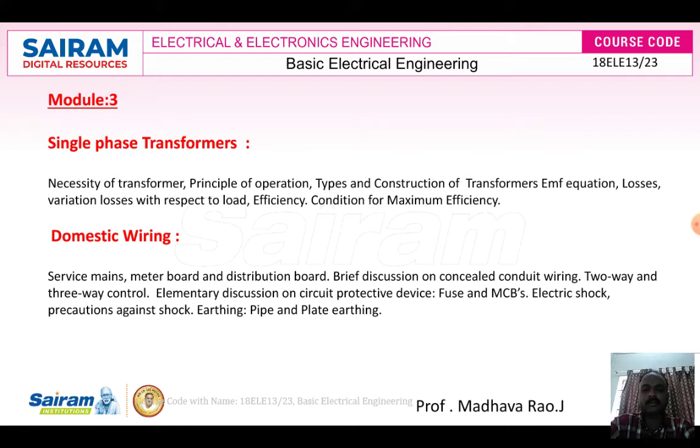And in domestic wiring: service mains, meter board, distribution board, brief discussion on concealed conduit wiring, and two-way and three-way control of lamps. Two-way and three-way control means we have two different types of switches, one is the two-way control switch and the other is the three-way control switch. How we use those switches and what the operation of those two switches is, you will learn in two-way and three-way control of lamps.